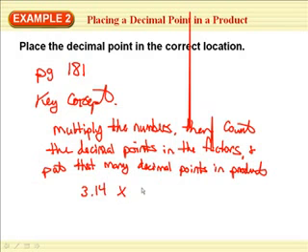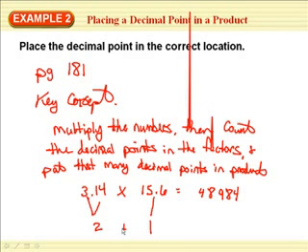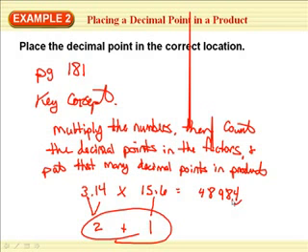So let's look at an example. 3.14 times 15.6. So you would just multiply 314 times 156, which would be 48984. There are 2 decimal places in that number. There's 1 decimal place in that number, for a total of 3 decimal places in the factors. So you have to put 1, 2, 3 decimal places in the product. That's it. Multiply the numbers, count up the decimal places, put it in the answer.